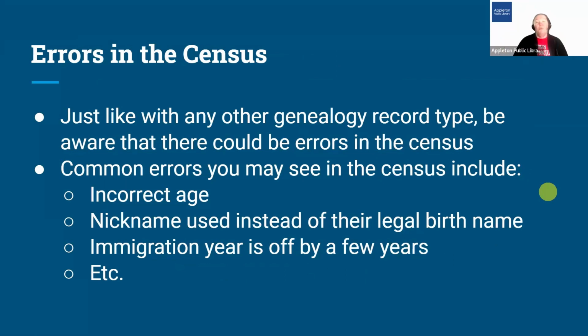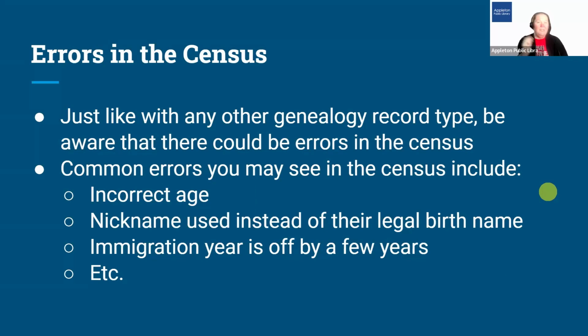Now we're going to talk a little bit more about errors in the census. Just like any other census record type or genealogy record type, there's going to be errors, of course, in the census. Some common errors you might see in the census records are incorrect age, so they might be off by a few years. Maybe somebody used a nickname instead of their legal birth name. That happens a lot in census records. Maybe their immigration is off by a couple of years if they immigrated.